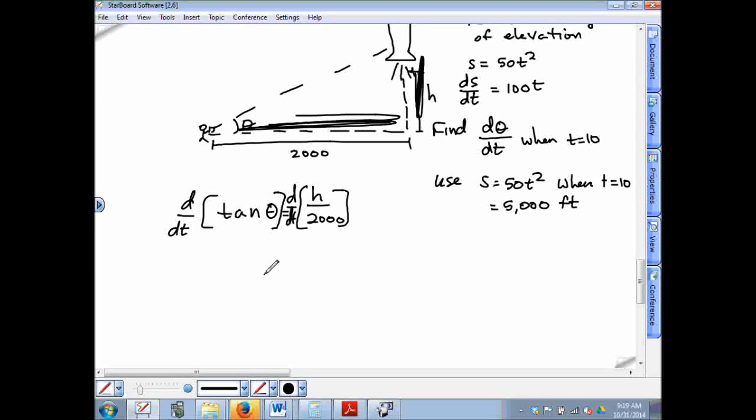So, what's the derivative of the tangent? Secant squared. So it's the secant squared of theta. But remember, this is implicit differentiation. This is a chain rule. We took the derivative of the outer function, which is tangent, but now we have to take the derivative of the inner function, which is theta.